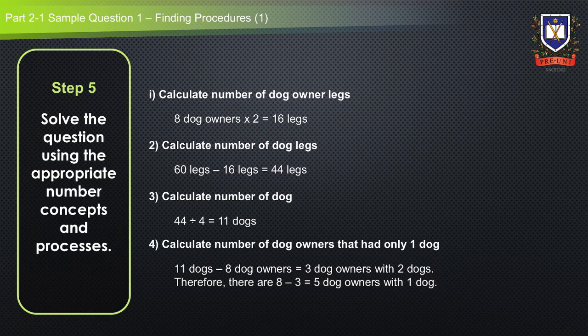It is now a matter of applying the appropriate number concepts. Firstly, we calculate the number of dog owner legs. There are 8 dog owners, so the number of legs there are is 8 dog owners times 2, which is equal to 16 legs. So 16 of the legs is from the 8 dog owners.